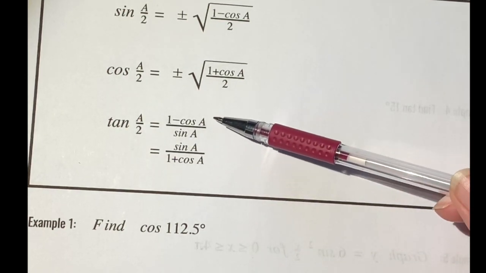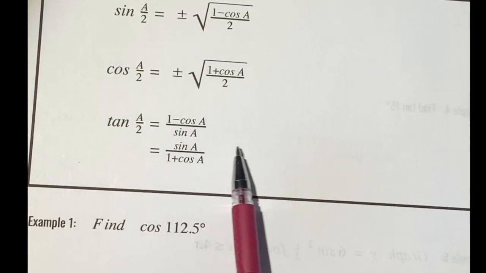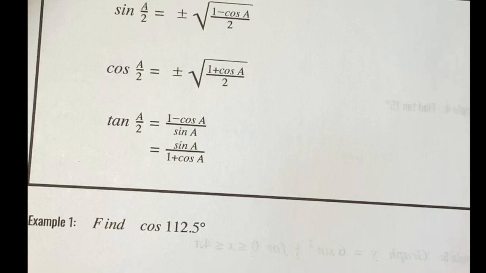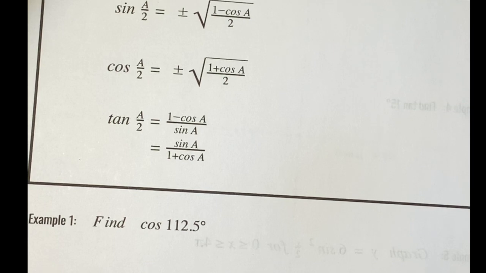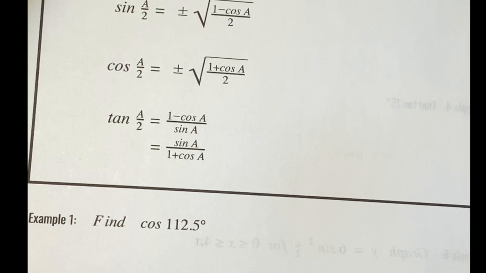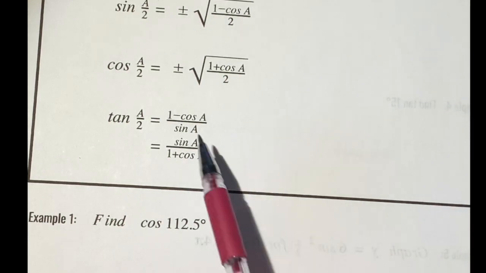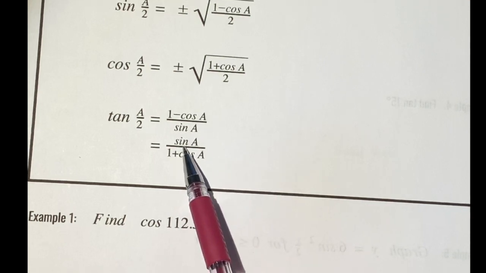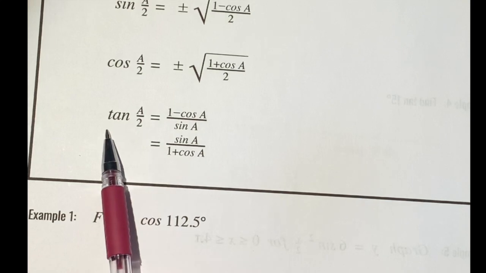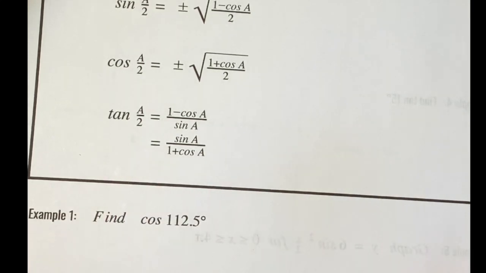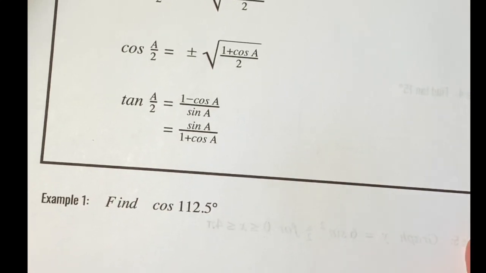Both are equally valid, and we could prove every one of these, if we want to take the time to do it, that they are indeed identities, that they're true for every single angle A that exists. So (1 minus cosine A) over sine A, or sine A over (1 plus cosine A), either one is perfectly equivalent to tangent of A over 2. All right, so let's look at example 1.